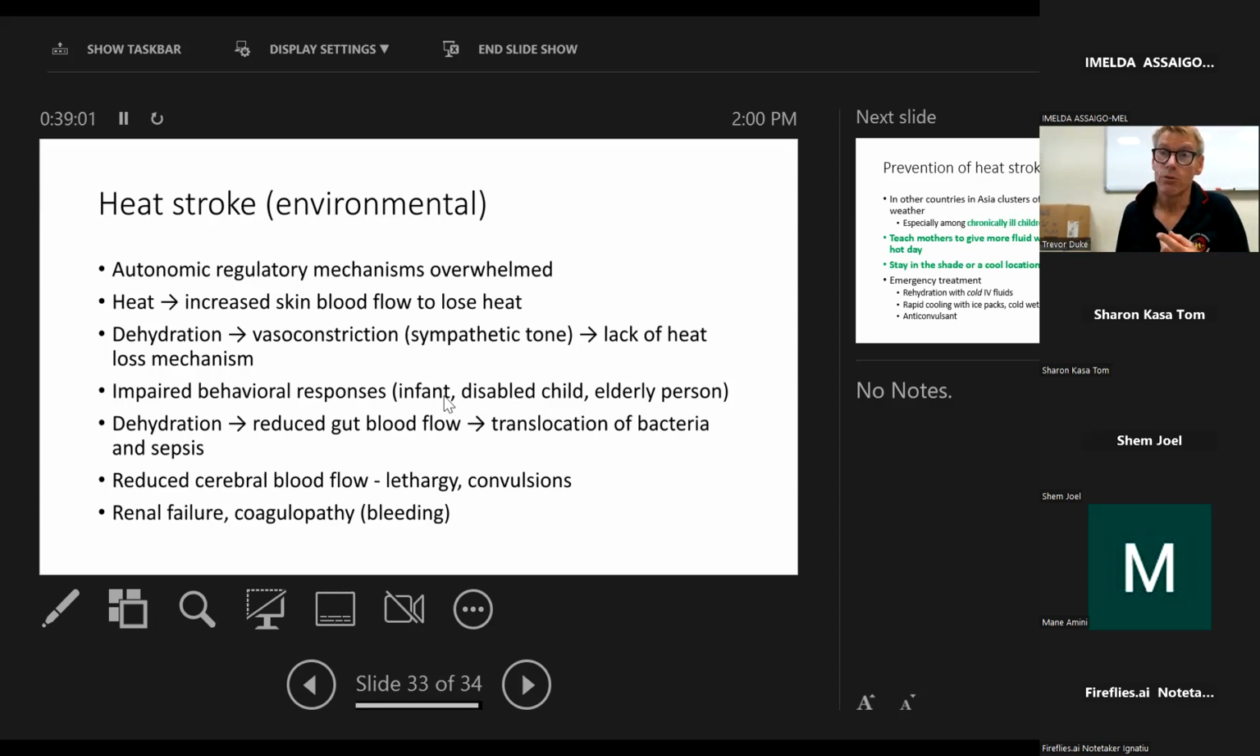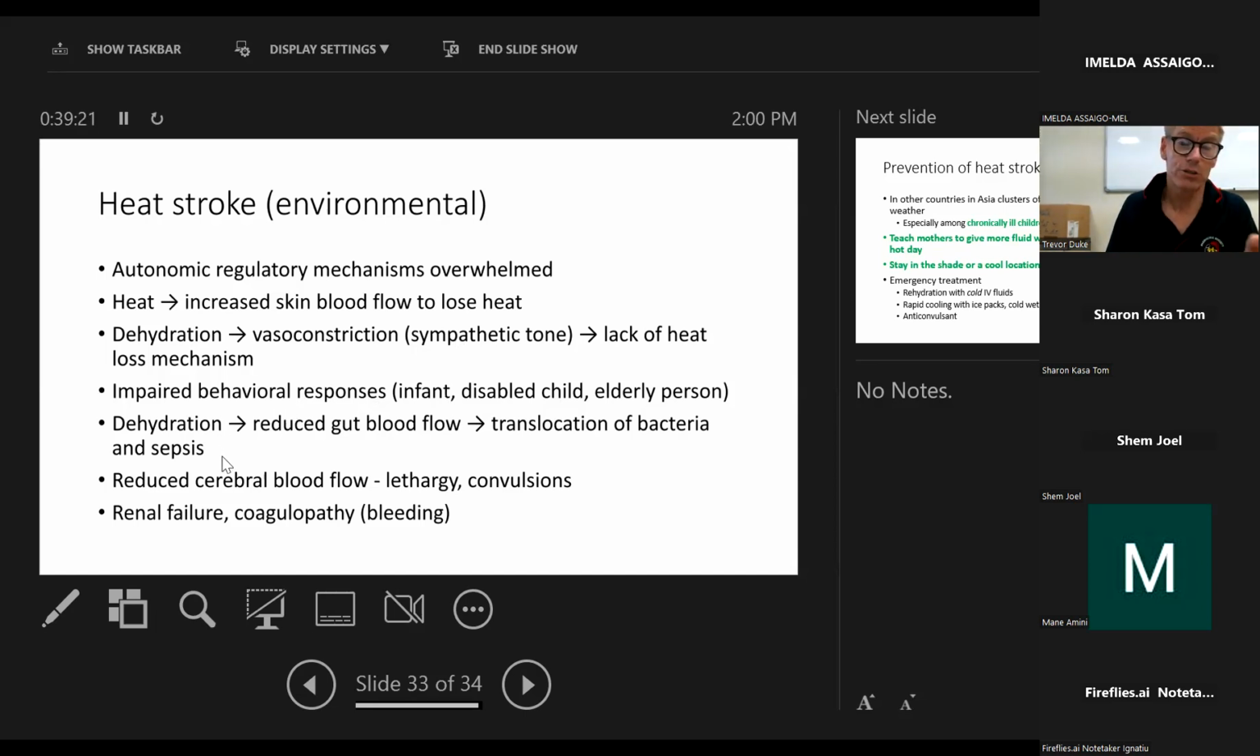We see it more commonly in infants, of course, because they can't decide to move into the shade. We see it more commonly in disabled kids who are older but still can't have the same behavioral response, and of course in elderly people who can't move around. You'll see heat stroke in elderly people quite commonly.